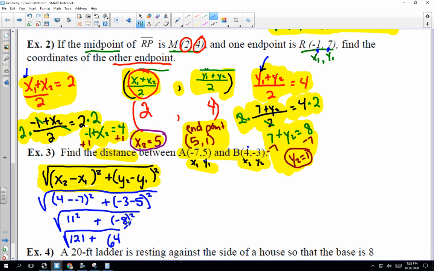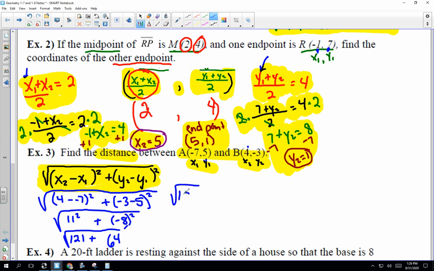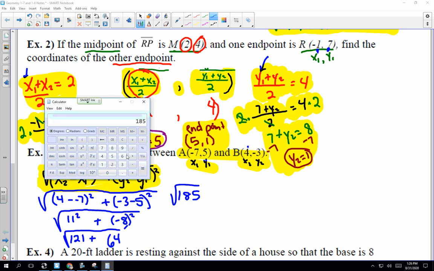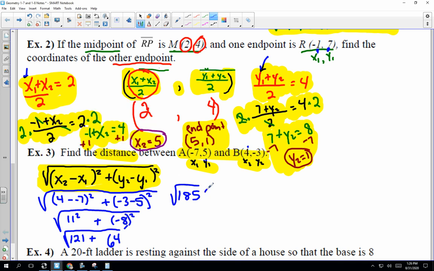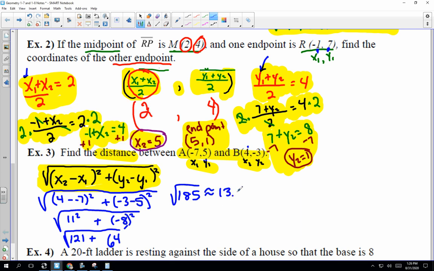it in parentheses. Okay, 121 plus 64 is 185. And we want the square root of that. 185 is not a perfect square, so we're just going to straight up take the square root and round to the nearest hundredth. So we change this to the approximately, and 13.60. All right.